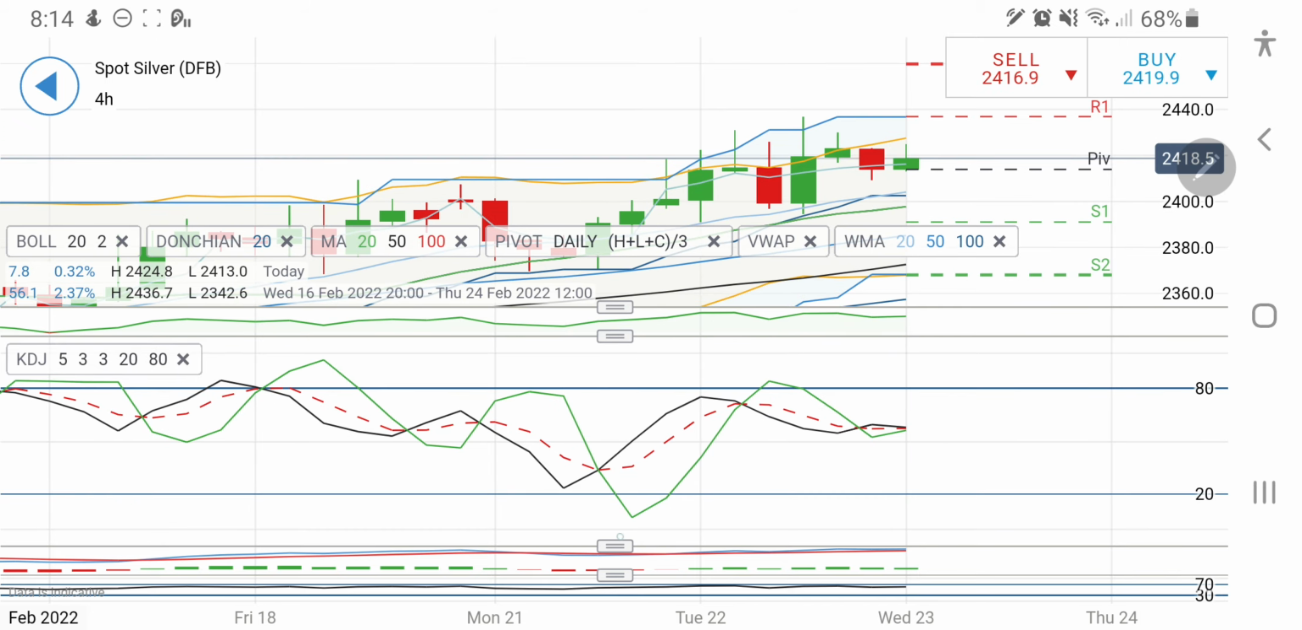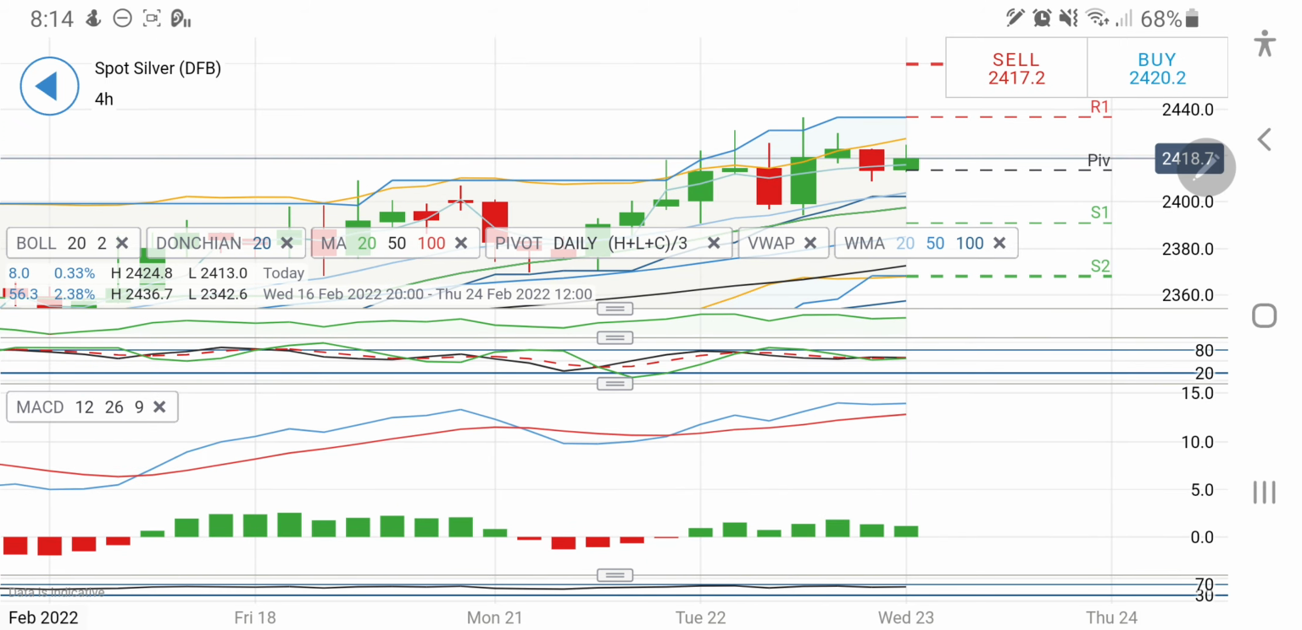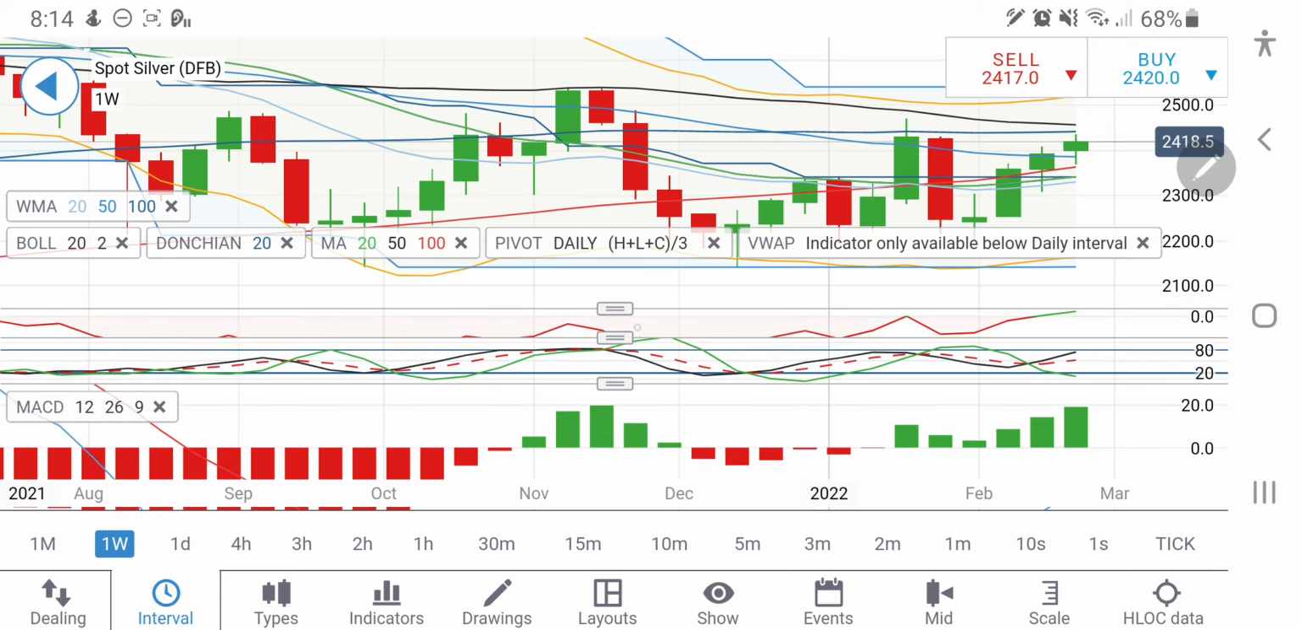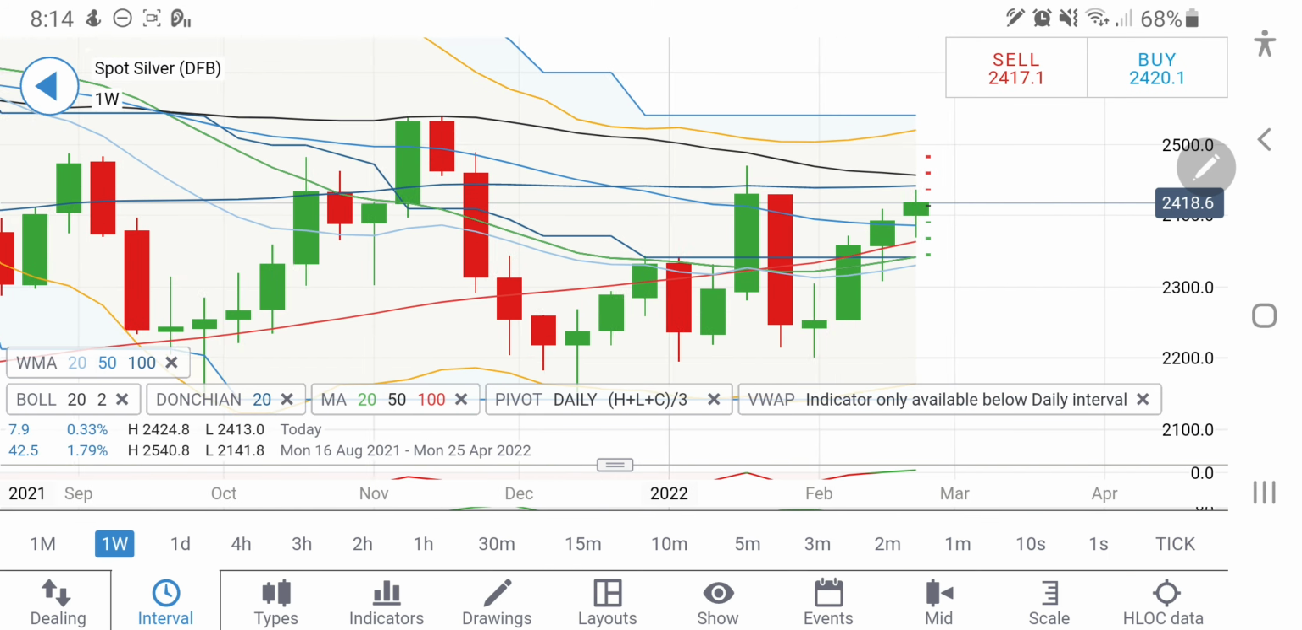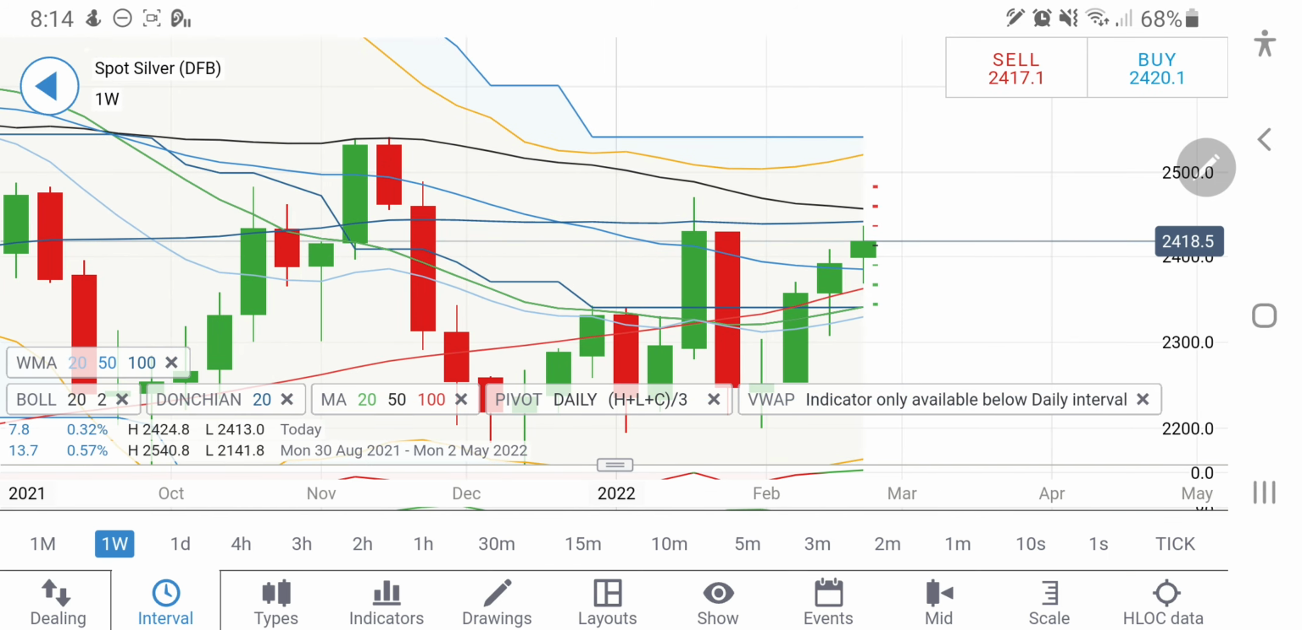Now look at the MACD. The MACD stochastic is comfortable. MACD is in buy zone. Let's have a look at the weekly charts. Also on the weekly charts, it appears that it is giving a bullish move. Probably, see, higher lows is what we can see here.